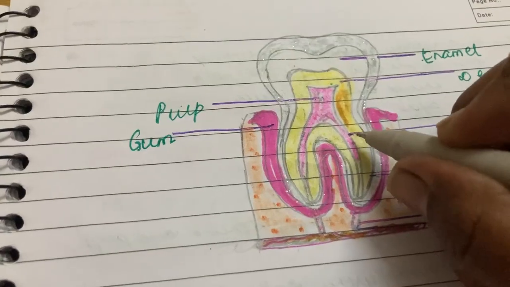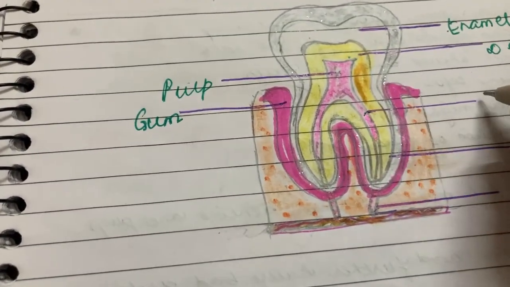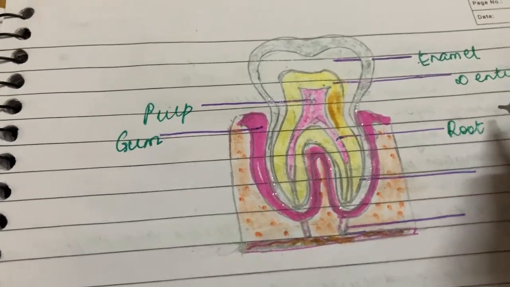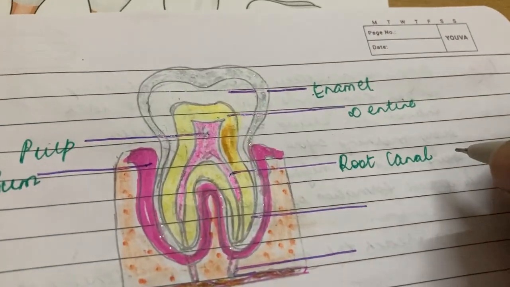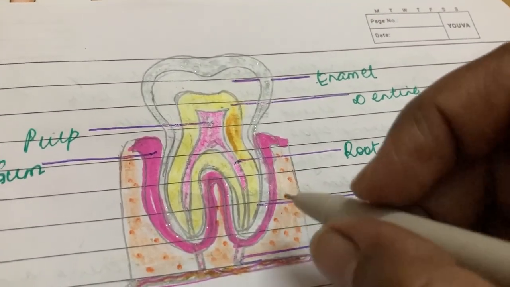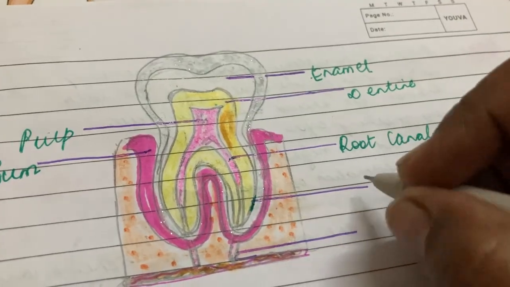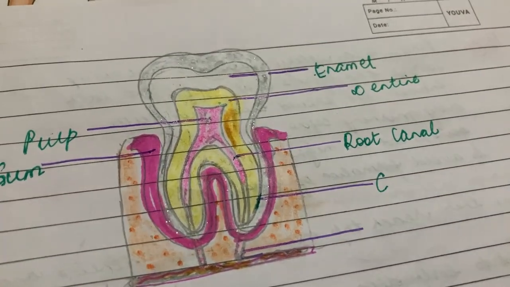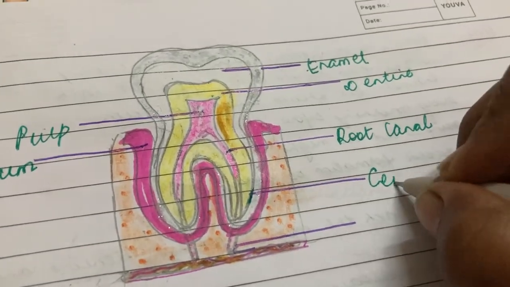And my dear students, why I have marked a different arrow here is because this is the area where actual root canal treatment is done. That's why I'm writing it here as root canal. Then the below part, where there's a curve down here, this is the cementum. And what does the cementum do? It holds the tooth to the jaw bone.